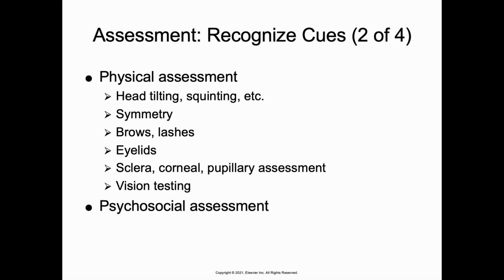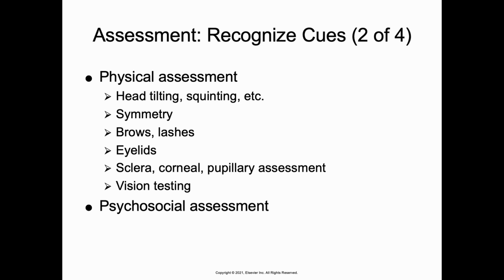Physical assessment. So they'll do that head tilting and squinting, and we'll talk more about that. Then they do symmetry. So when you're looking at the patient, you want to make sure that what you see on one end, you see on the other end, okay? That they both look equal.